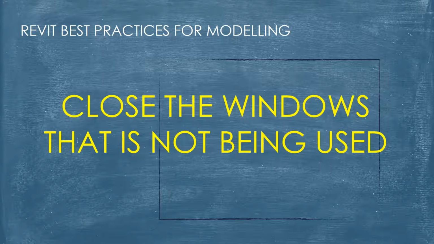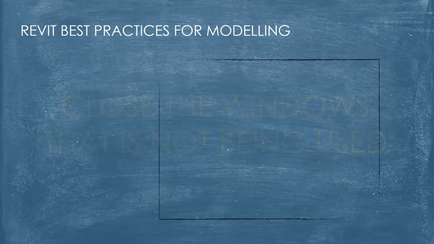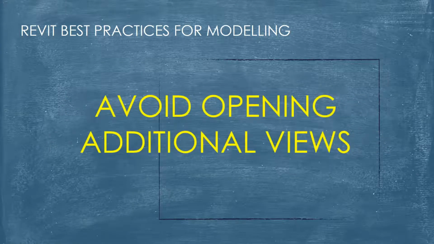Now the next one is avoid opening additional views. If you're not going to use these additional views, no need to open them. It is better to not open a view at all rather than opening one and then closing it. Why? Because not all the memory is reclaimed when you close a view. Again, it will affect your modeling if you open unnecessary views, so it becomes laggy.